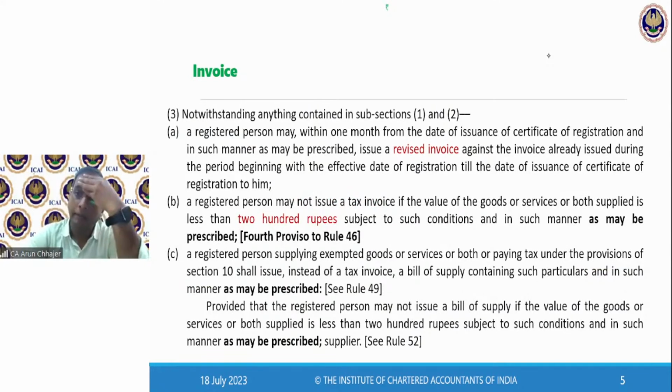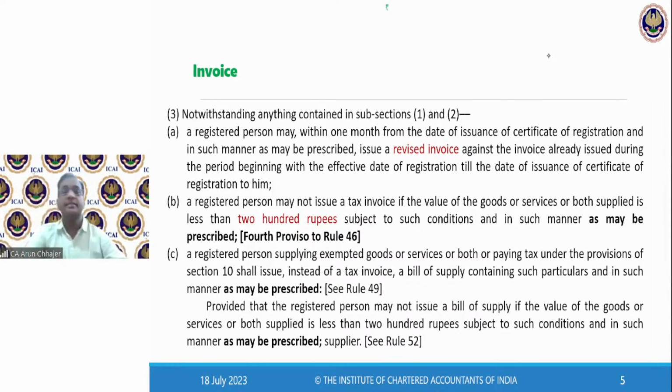Okay, now we talk about multiple types of documents. Section 31 subsection 3 talks about revised invoice, consolidated invoice, payment voucher, receipt voucher, refund voucher, and self-invoicing. Multiple types of documents are being discussed in section 31 subsection 3. We are starting one by one.